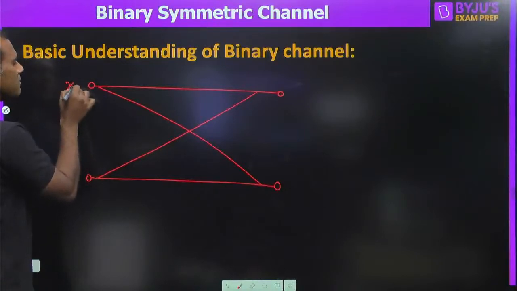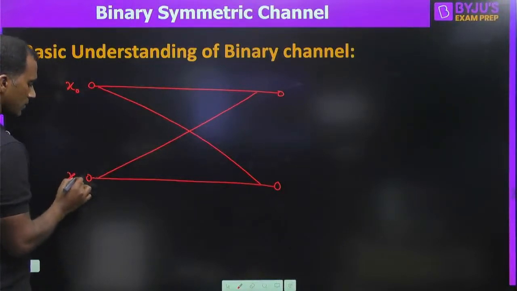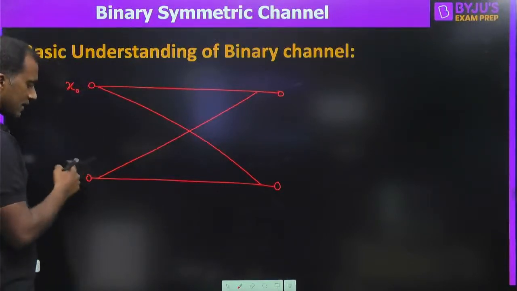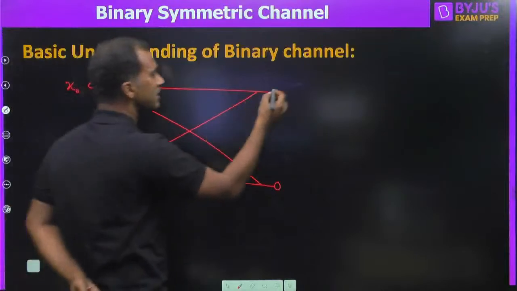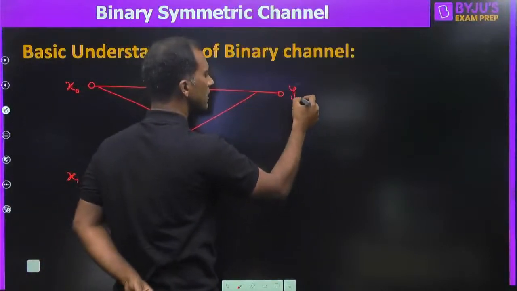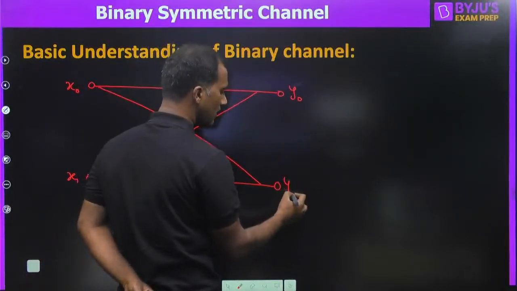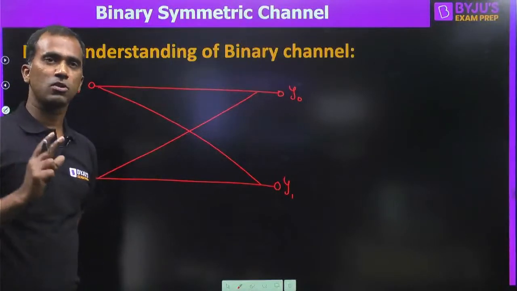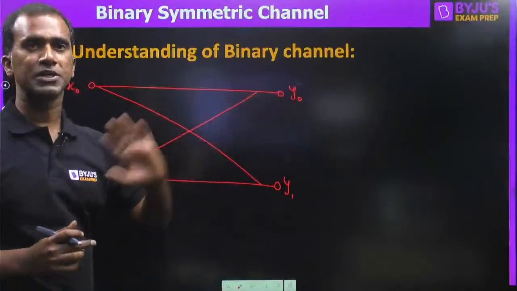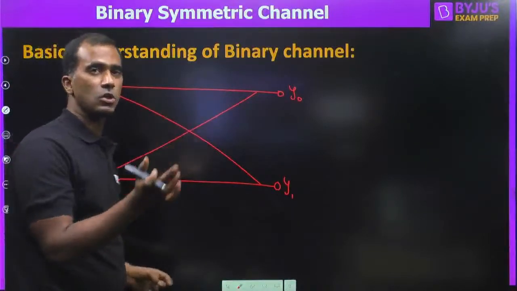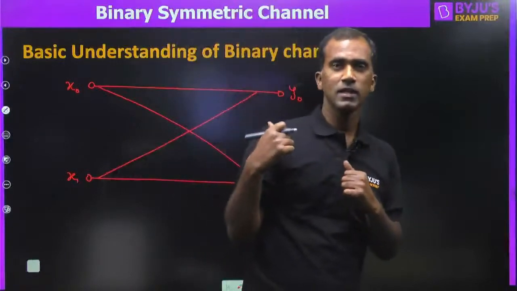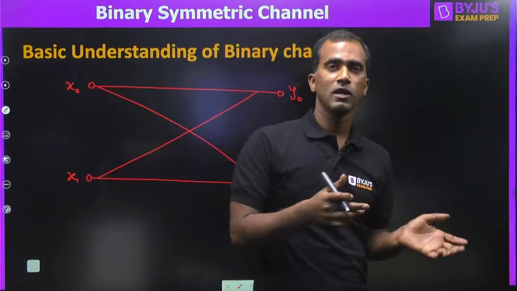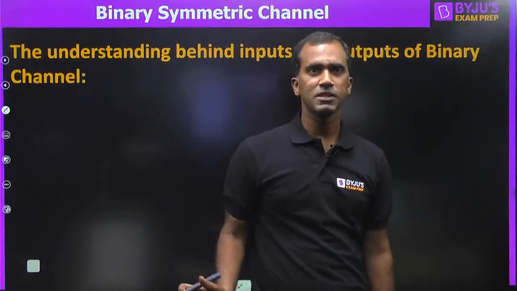So let me name the inputs x0, x1. This is the input we are sending corresponding to 0 bit. This is the input corresponding to 1 bit. And similarly, what we receive here, let me call it y0 and y1. This is a communication channel, and we are talking about a 2 input, 2 output communication channel. Whatever analysis we are going to do for a 2x2 channel, a similar analysis can be extended to higher order channels also, 3x3, 4x4 kind of channels. Same concept, nothing will change. Okay.